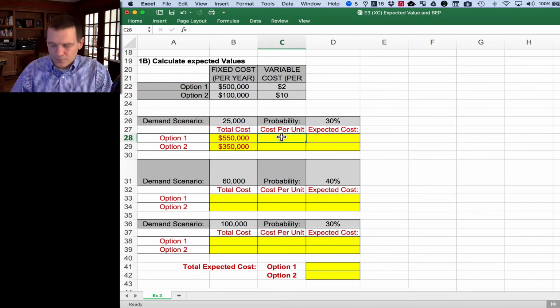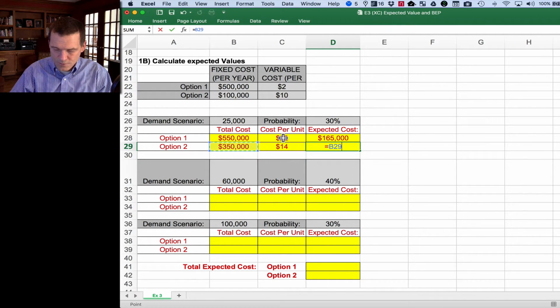We'll do each scenario completely. So cost per unit, if you remember, is the cost divided by the quantity, right? So equals the cost divided by the quantity. So we're just working through this. The probability will equal the total cost times the probability, equals the total cost, option 2, times the probability. Right, so we can see option 1 fully developed here.